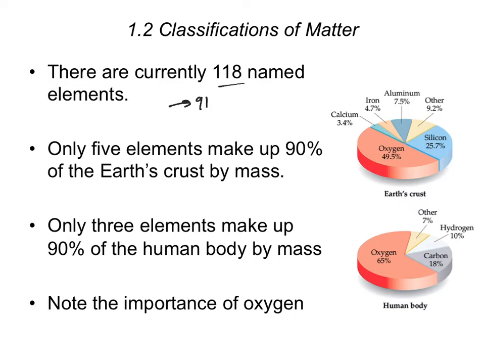Note, we have 2 different little pie charts here. We've got the composition of Earth's crust as well as the composition of the human body. Of those 118 possible elements, 5 of them make up 90% of the Earth's crust by mass. So lots of different elements, but only 5 really contribute to the composition of Earth. What about the human body? 3 of them make up 90% of the human body. Which is the big element that is heavily in both the Earth's crust and the human body? Oxygen. Oxygen is really prevalent in Earth's crust as well as the human body.